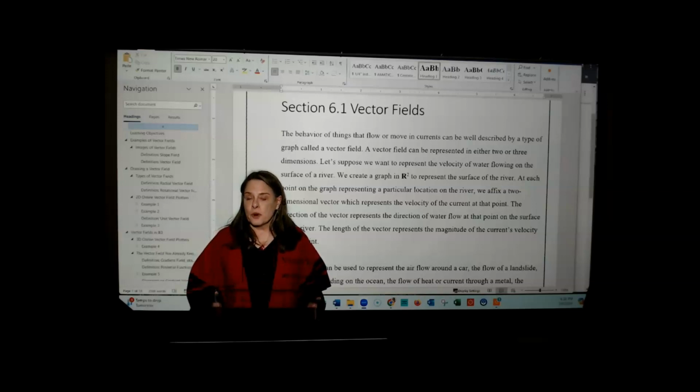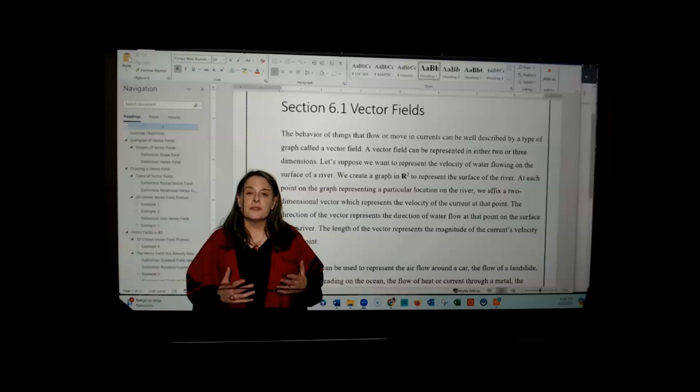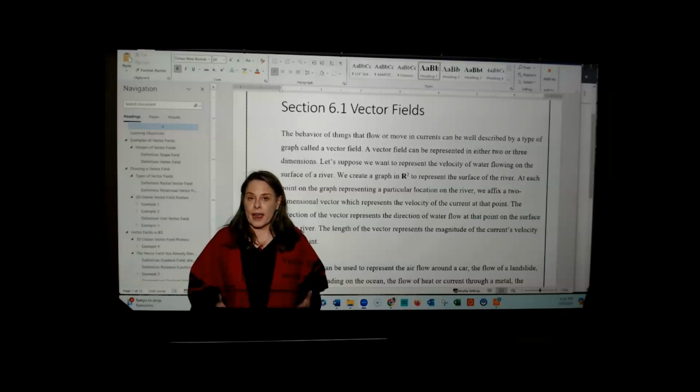However, since rivers are also 3-dimensional, if we want to give the flow of the river, the whole river and not just the surface, we would need to affix a vector in a 3-dimensional graph space, where at each point it represents the direction of flow and the magnitude of flow of the water. In this way, we can predict by looking at the graph what the flow of that particular object is.